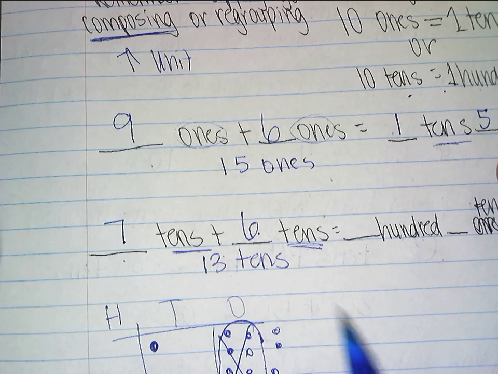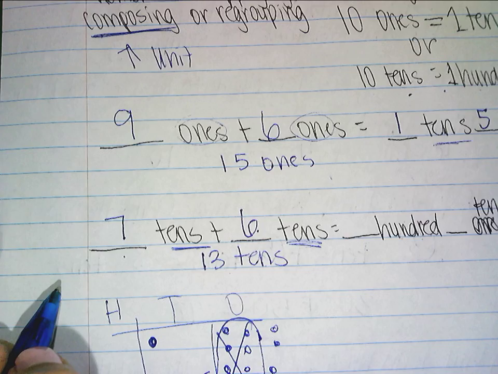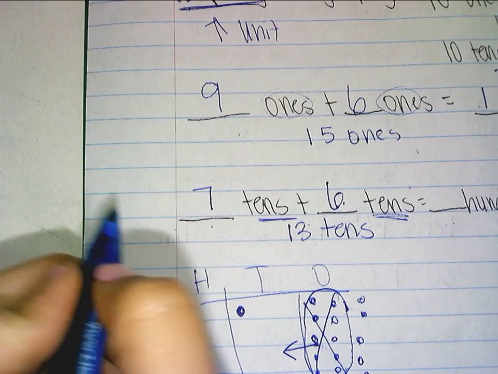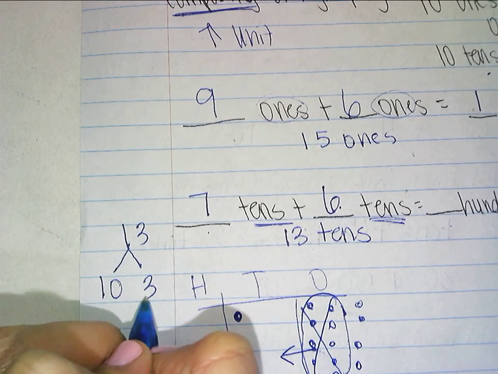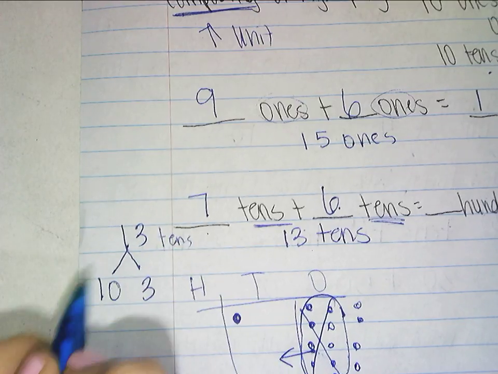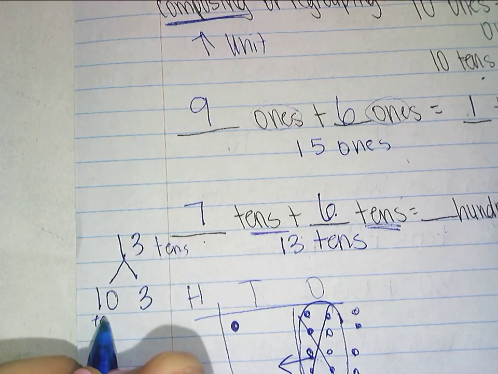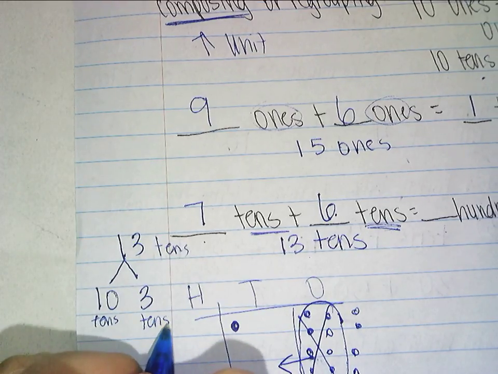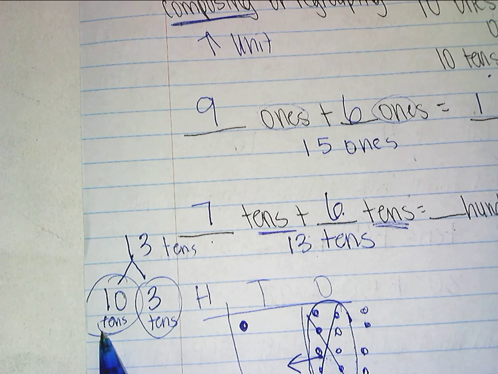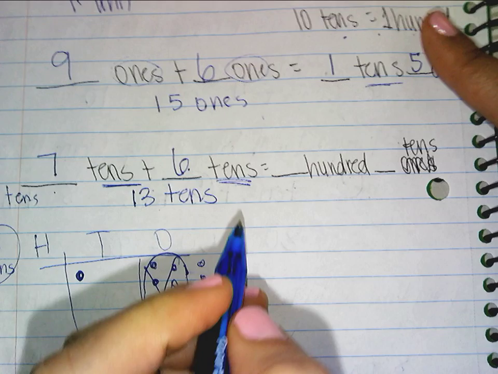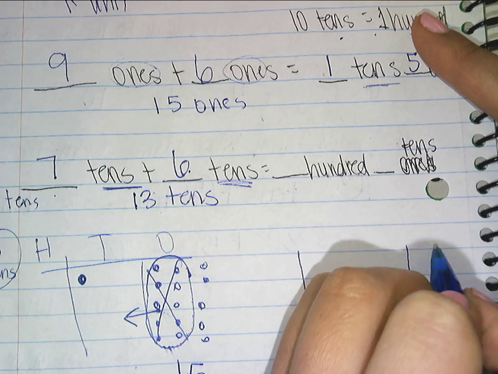If you don't know what that is, you can also think of it like a number bond and break it up. 10 tens and 3, since this is 13 tens. So this would be like 10 tens and 3 tens. Does that make sense? So the 10 tens can be regrouped for 100. Let me show you on that place value chart.